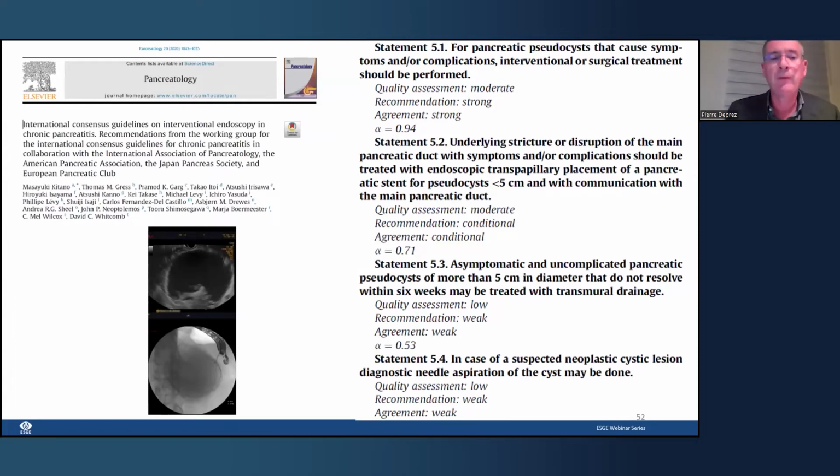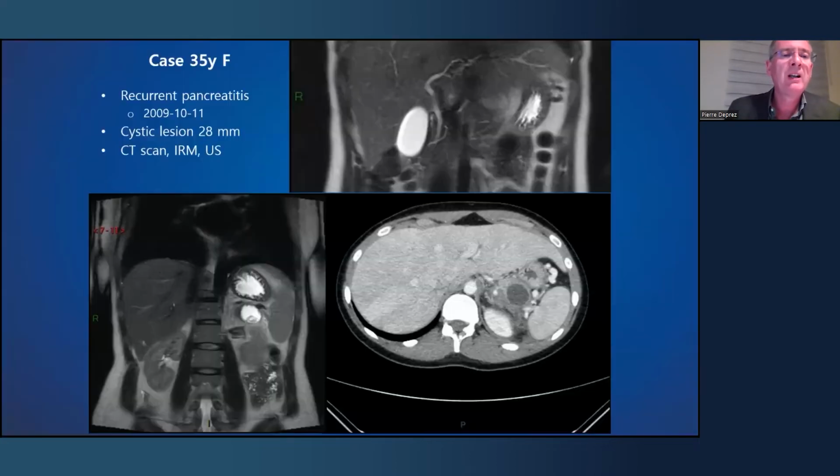I would like to emphasize this with a clinical case, and I would like you to participate in the case here. There will be three polls submitted to you, and we will look at your participation. A young lady, 35 years old, has had recurrent pancreatitis for many years, and she came to me at some point because of a cystic lesion in the tail of the pancreas.